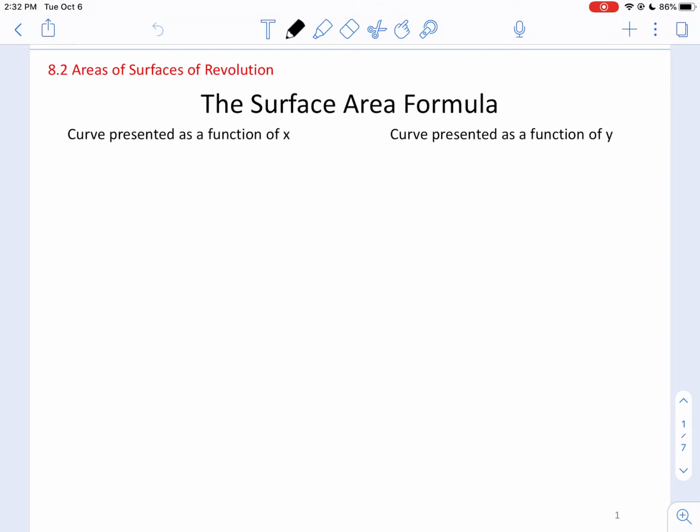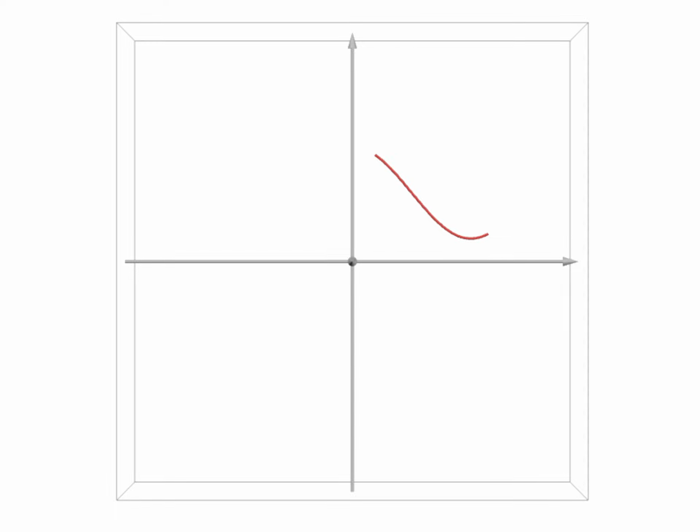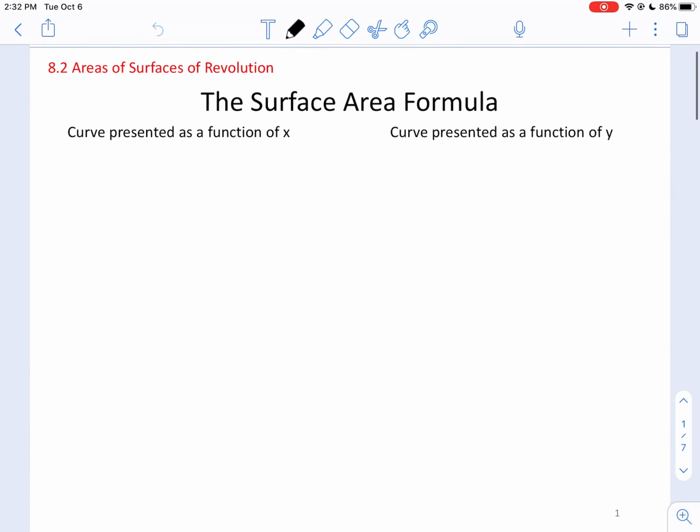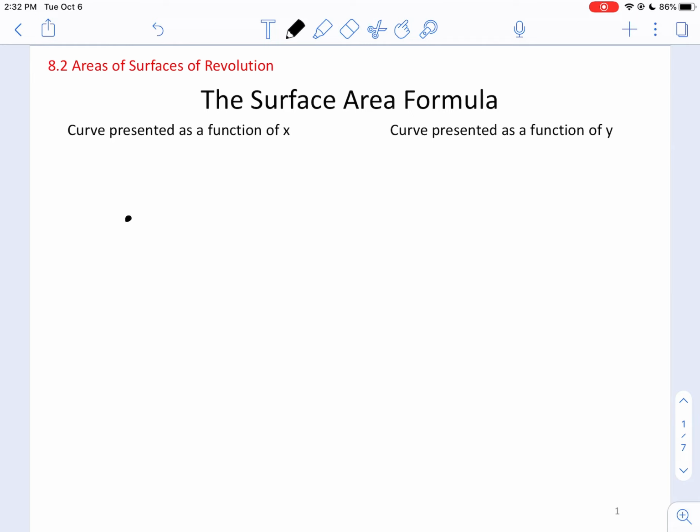Hello, calculus students. Areas of surfaces of revolution. This is going to be when we take some sort of curve and rotate that around an axis of revolution, and it's going to trace out a surface. For example, let's say we have a curve presented as a function of x. There's some sort of axis of revolution involved that we spin that curve around. It's going to wind up producing a surface.